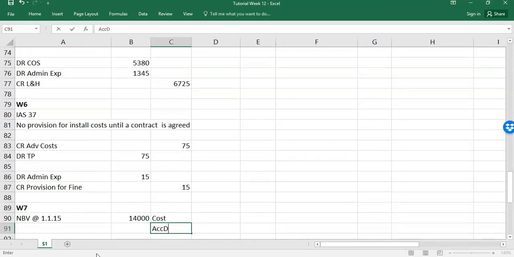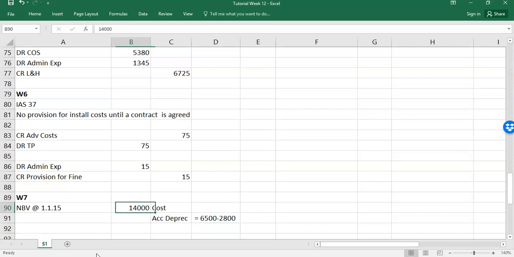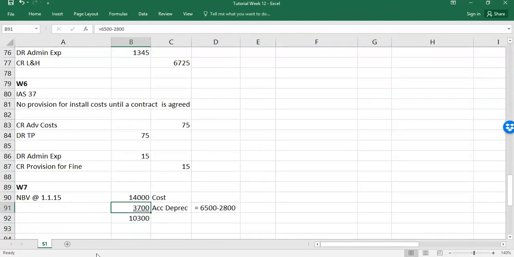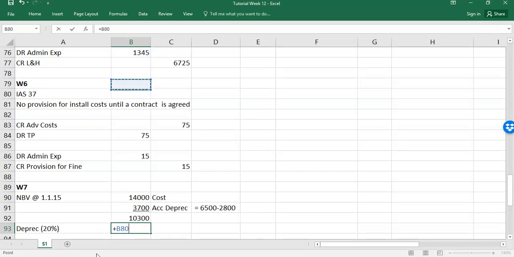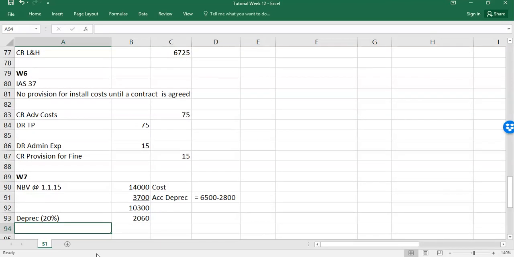The accumulated depreciation, this is quite tricky to have your wits about you, is the 6.5 minus the 2.8 that was incorrectly accounted for, which would have been, don't add them, you will take one from the other, 10.3. So your depreciation there should have been 20% of that figure, which is 2,060. That should have been the depreciation expense.